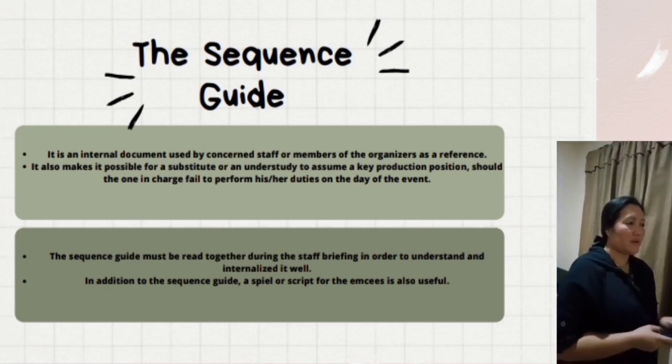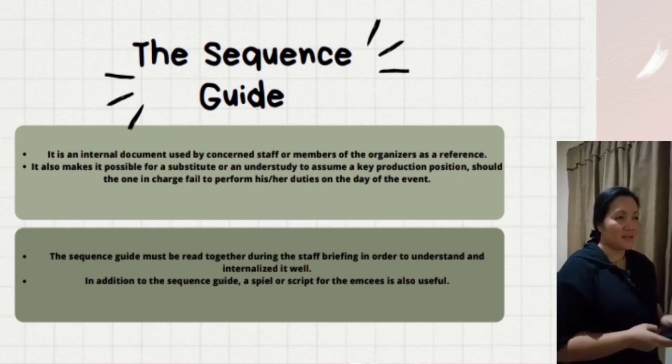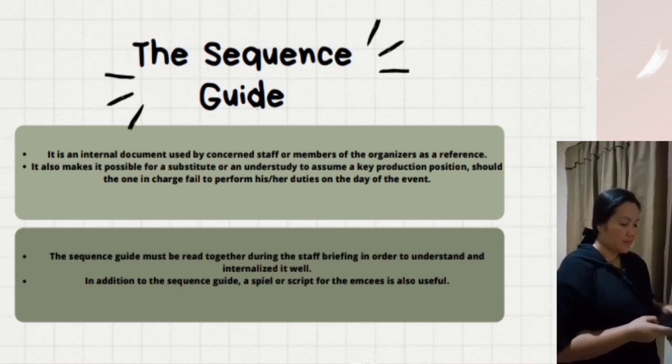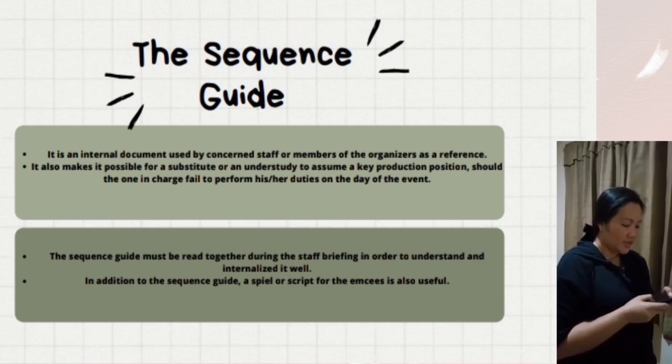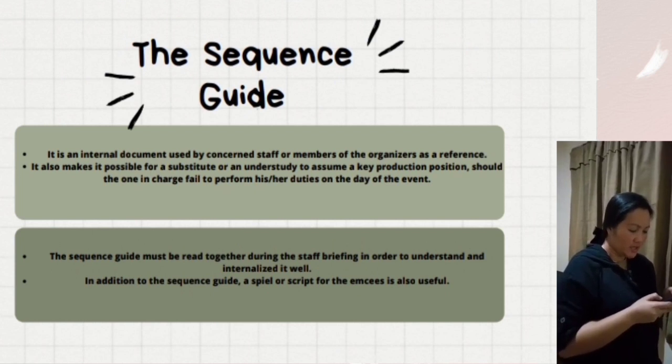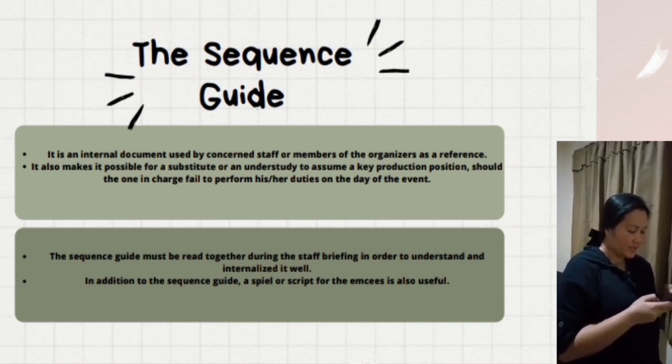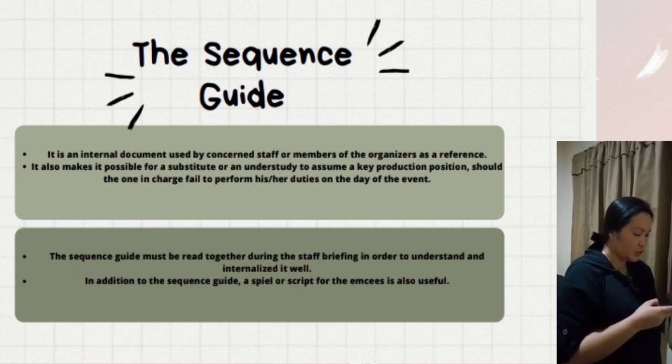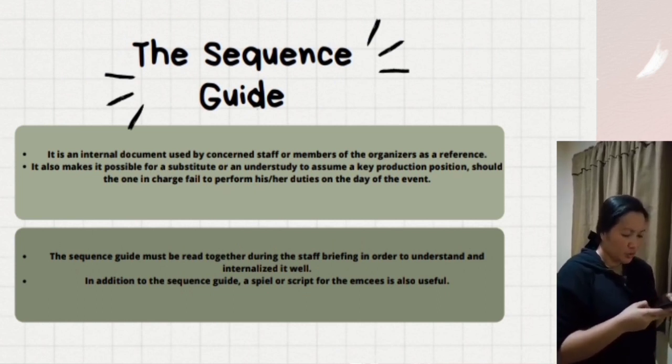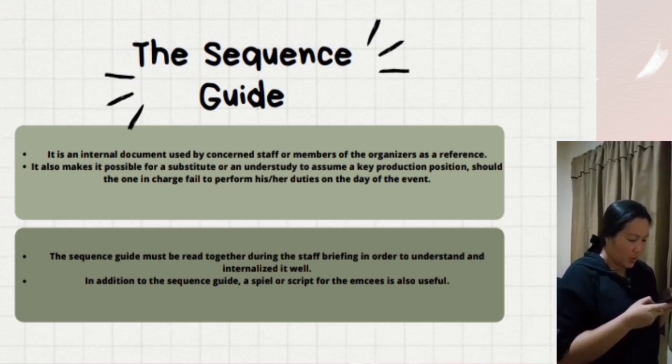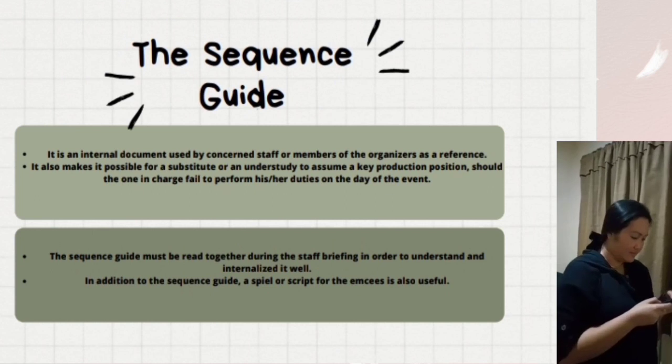My topic is about the sequence guide and exhibitors manual. The sequence guide is an internal document used by concerned staff or members of the organization as a reference. It also makes it possible for a substitute or an understudy to assume a key production position should the one in charge fail to perform his or her duties on the day of the event.